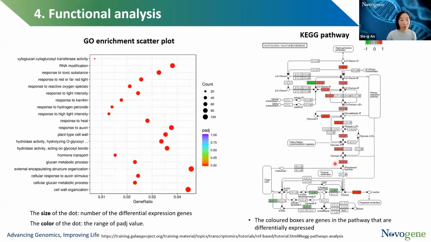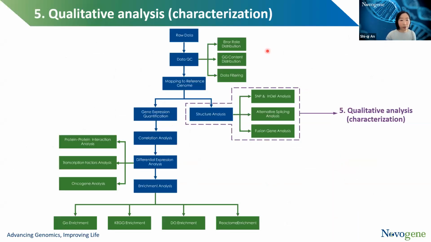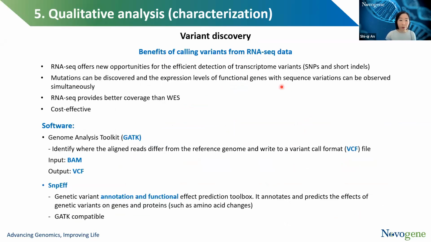Okay, so now after the functional analysis, we're going to talk about a slightly different part of the analysis, a quantitative analysis, basically trying to characterize the transcripts using RNA-seq data. The first one I want to mention is variant discovery. Though it's not very popular, you can actually call variants from RNA-seq data as well. There are some advantages here. RNA-seq data is very good for calling SNPs and short indels.